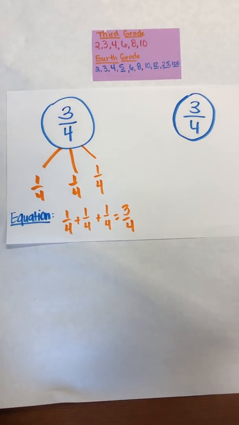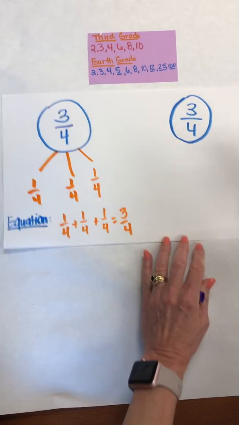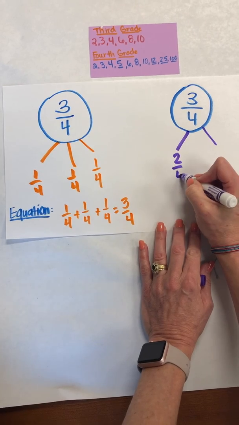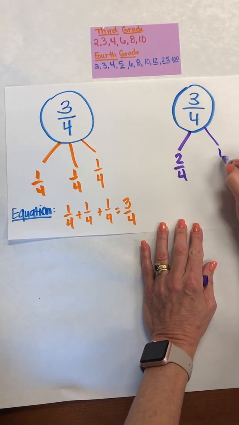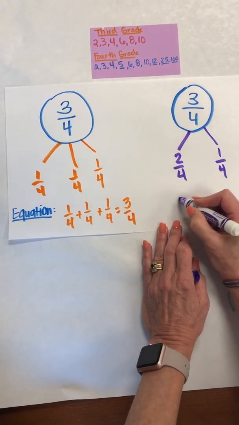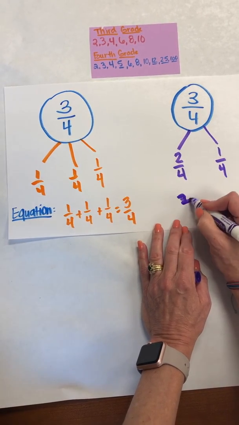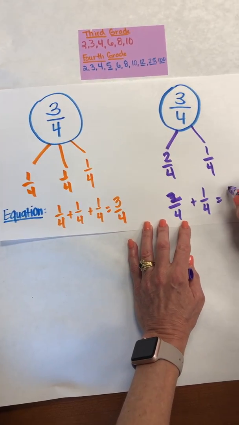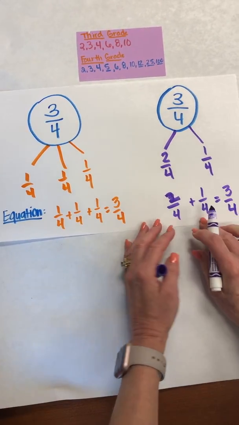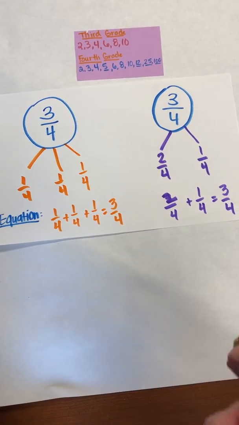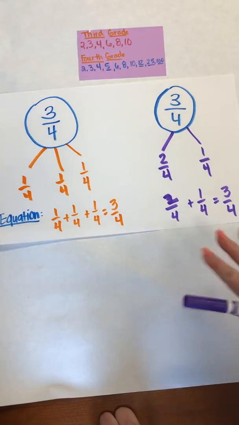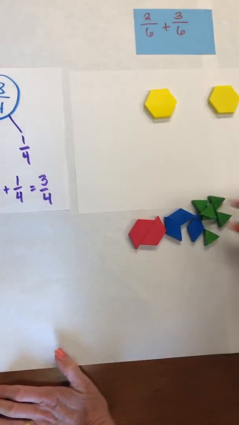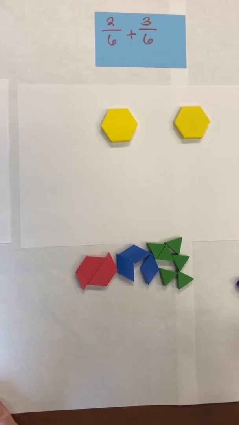Another way to see 3/4 decomposed is we can break 3/4 into 2/4 and 1/4. And then our equation would be 2/4 plus 1/4 equals 3/4. So we want students to be able to have that flexibility in the way that they break up those fractions into unit fractions. All right, so let's move into something that we're going to start with for fourth grade.